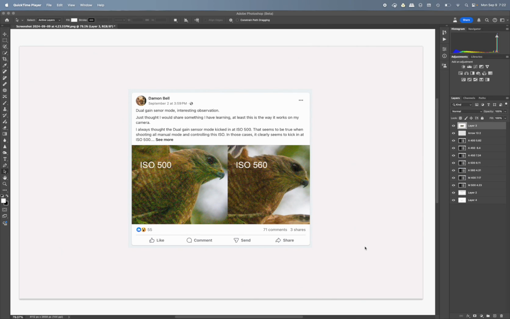Recently on the Z9 users Facebook group, Damon noted that he had seen this weird characteristic in auto ISO where the dual conversion gain switchover appeared to occur at ISO 560 rather than ISO 500 as it does when ISO is in manual. So I decided to do some experimentation to see what I could figure out was going on.